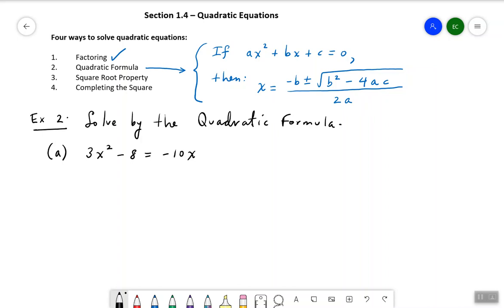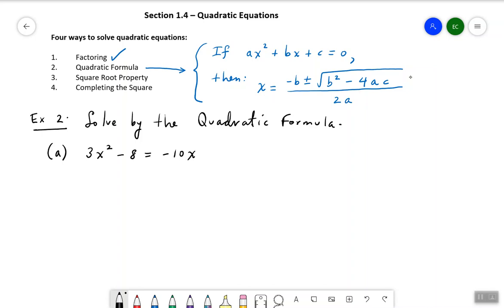Let's continue in section 1.4. We're solving quadratic equations. We already learned how to solve by factoring, and now we want to use the quadratic formula. The quadratic formula says if you have an equation in the form ax squared plus bx plus c equals 0, then x is equal to negative b plus or minus the square root of b squared minus 4ac all over 2a.